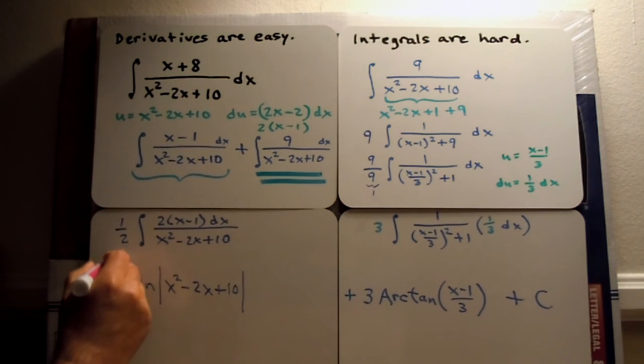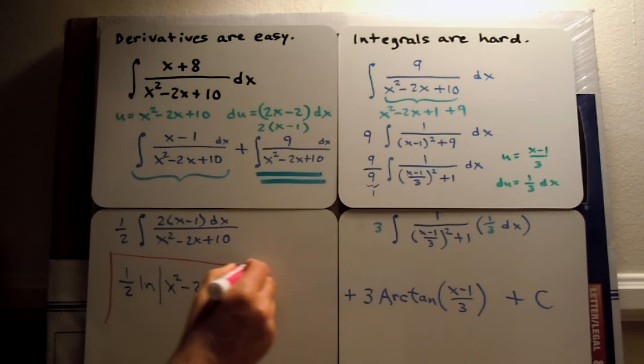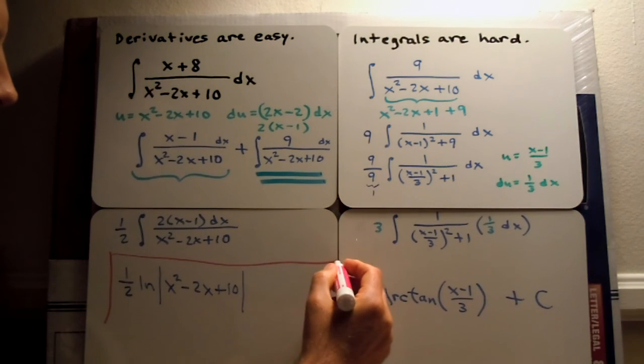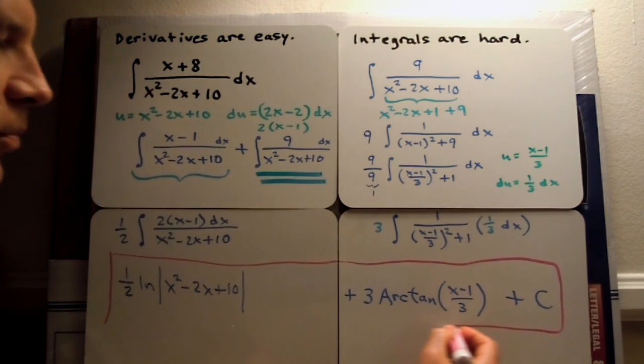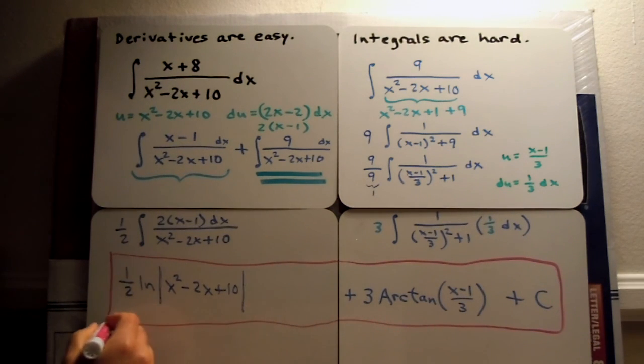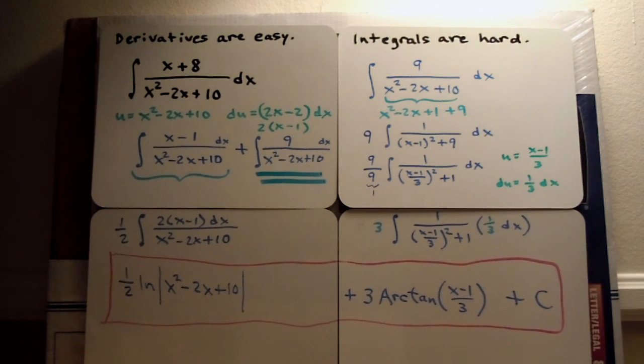And so this entire form here, 1/2 natural log of x squared minus 2x plus 10 plus 3 arctangent of x minus 1 over 3 plus c is the entire integral of x plus 8 over x squared minus 2x plus 10 dx.